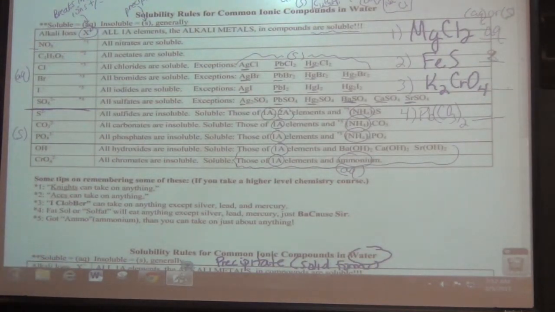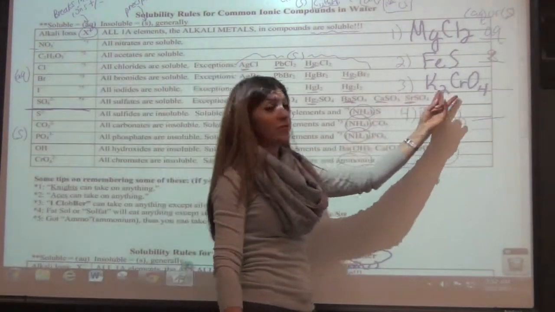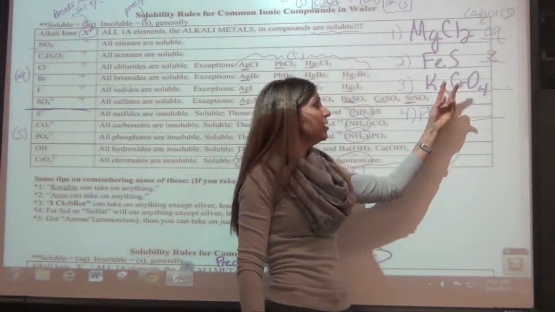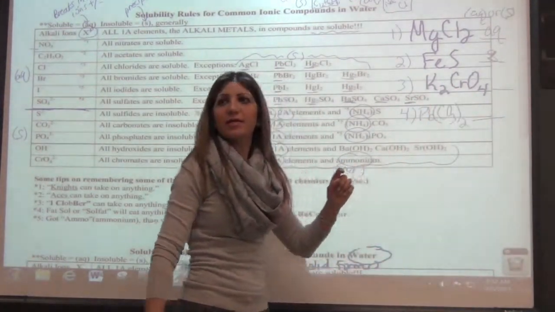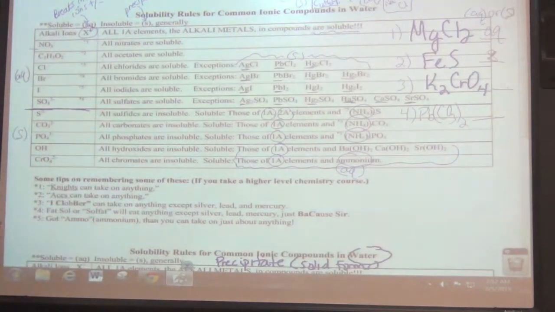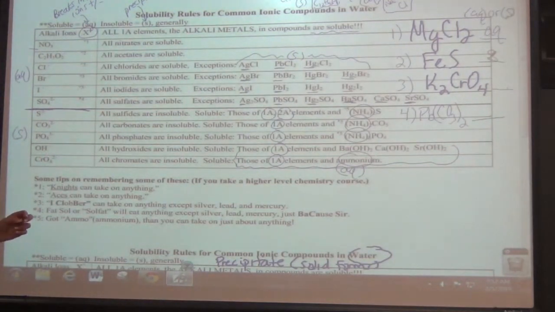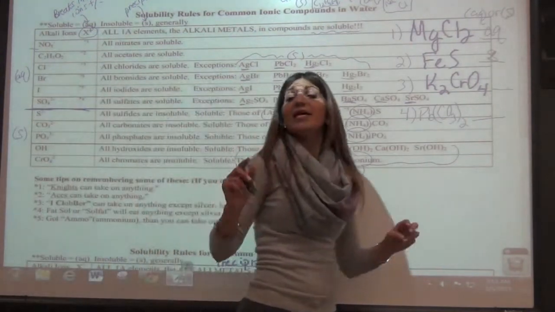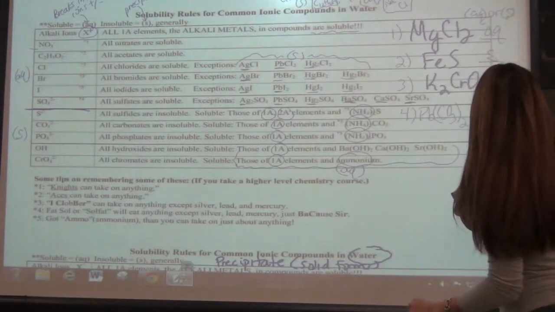K2CrO4. You could do 2 things on this one. I'm going to give you a hint. You could either use that or you could use that. You ready? So AQ or S? 1, 2, 3. Why AQ? You're right. Why AQ? 2 reasons. It's an alkali metal. Perfect.